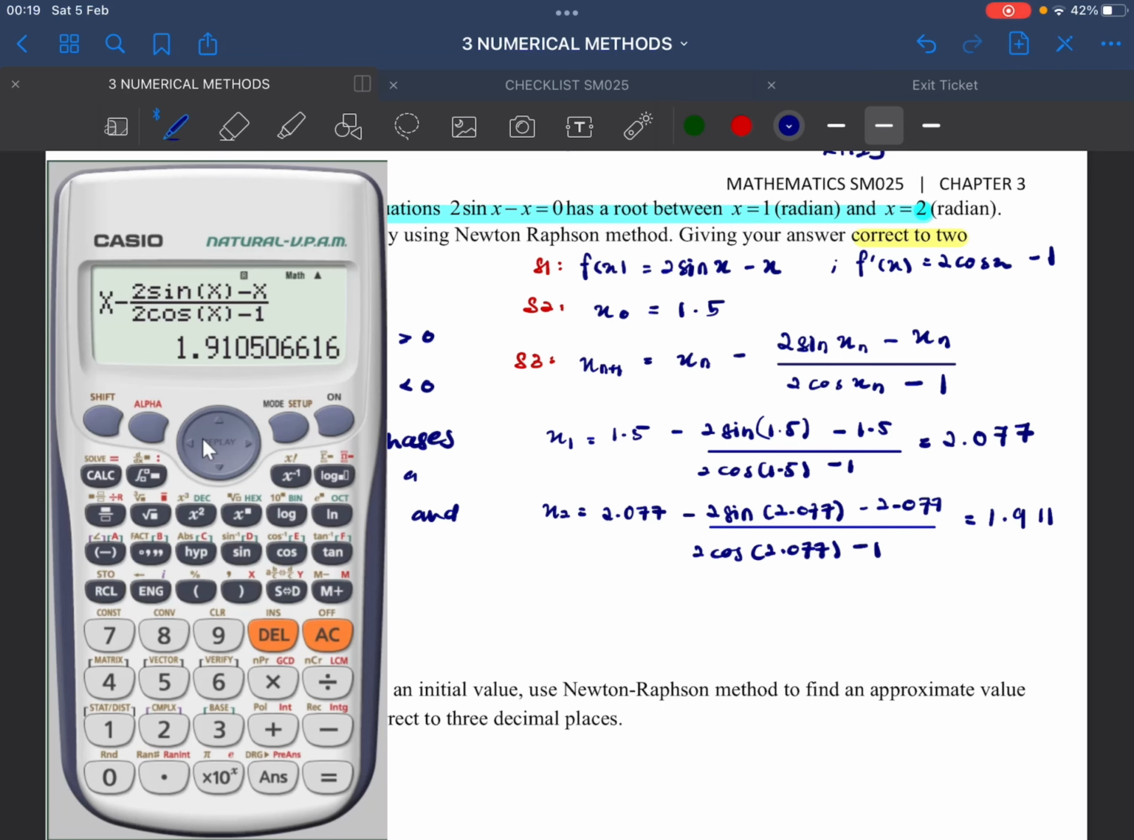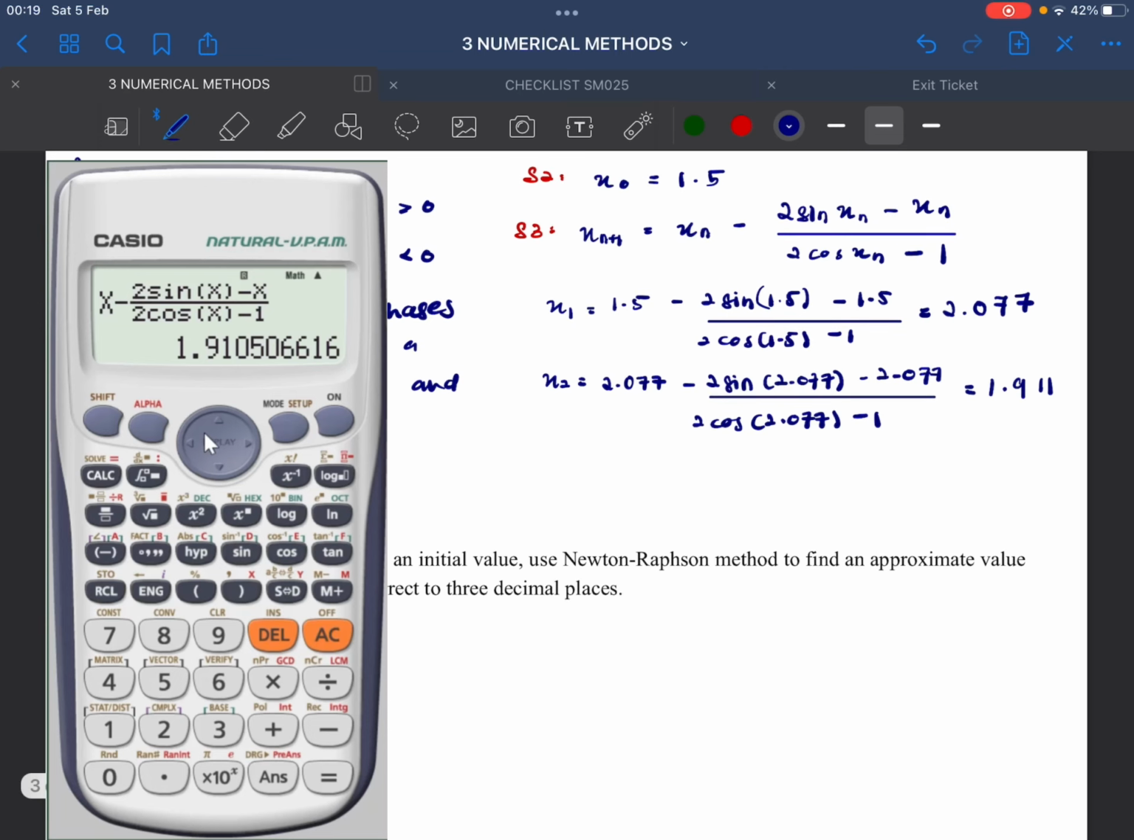Alright. So for the next one, just press CALC, answer, CALC, answer. So x3 is equals to, just write the answer there. We have 1.895. Okay, masih lagi belum sama. So we are going to continue.